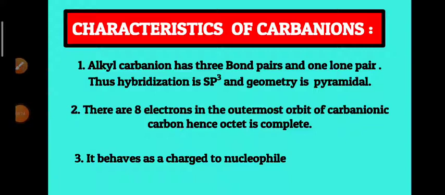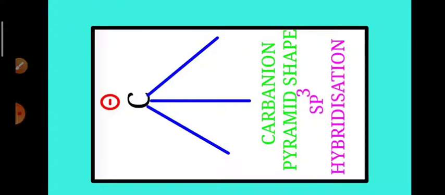Okay? So among these, the first point is that an alkyl carbanion has 3 bond pairs and 1 lone pair. Thus the hybridization is sp3 and the geometry is pyramidal. Carbanions are of different types, that we know very well. So first of all here we discuss the alkyl carbanions.